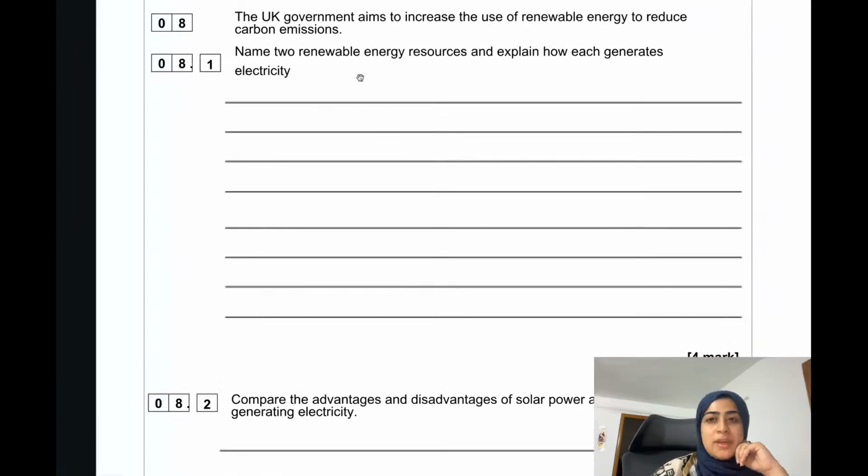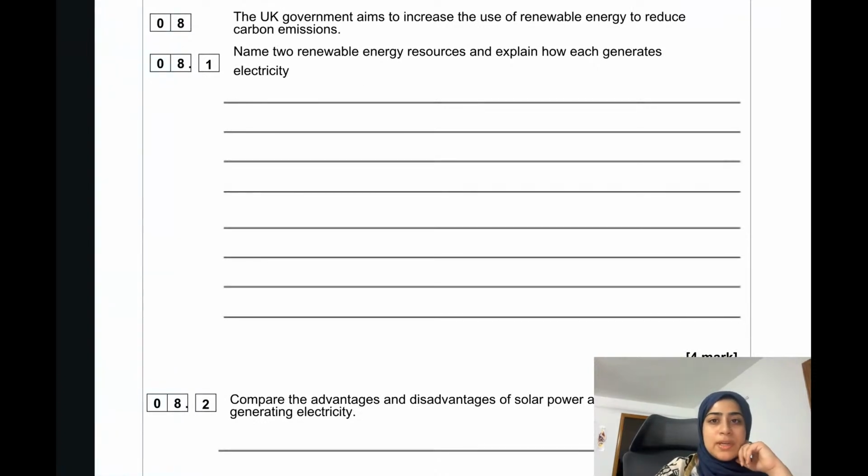Okay, it says the UK government aims to increase the use of renewable energy. Guys, I want everyone to get this question in the exam because it isn't a difficult one. So you need to name 2 renewable energy resources. You could talk about wind, hydroelectric power, geothermal, any of that.